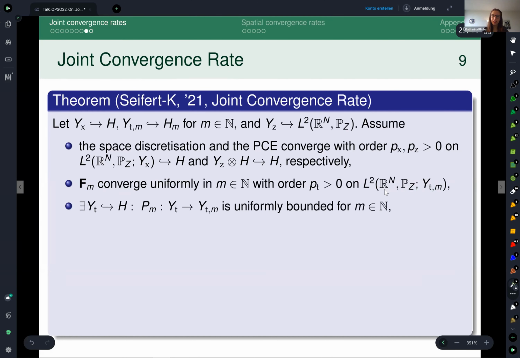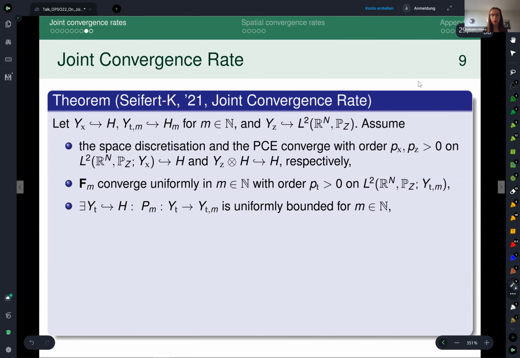And now I have two conditions so that they work well together. The first ensures that space and time discretization match each other, and we require the projection, so the orthogonal projection from H to H_m, to be uniformly bounded if considered as operators mapping into the space on which we have a temporal discretization rate and on some space.